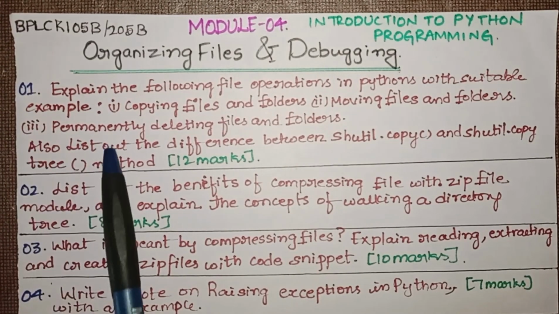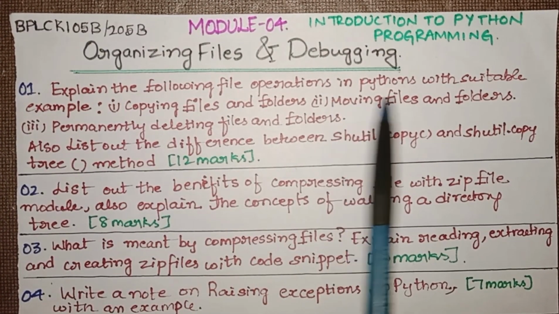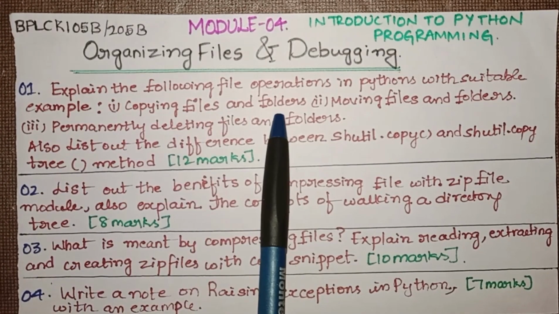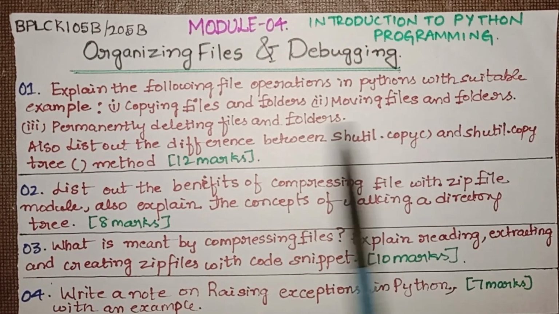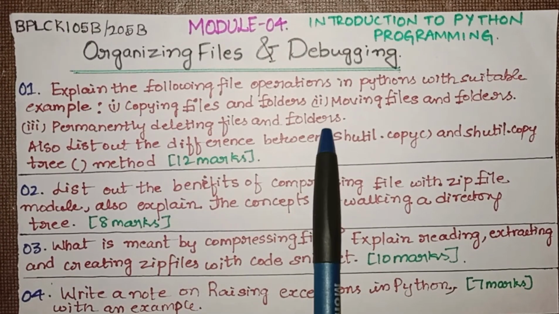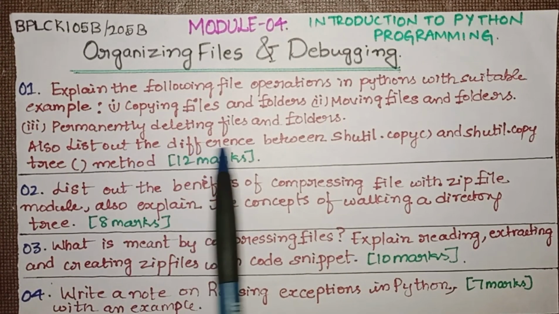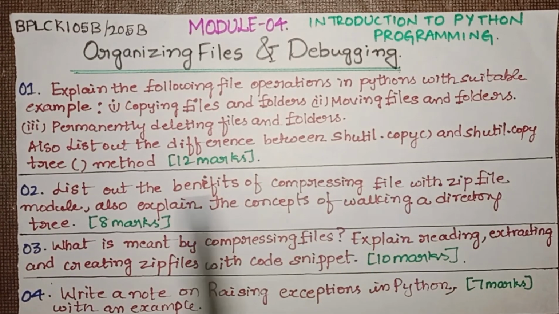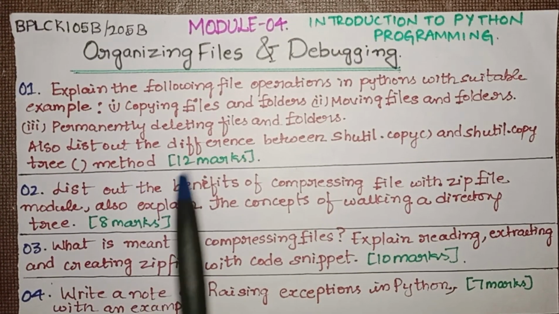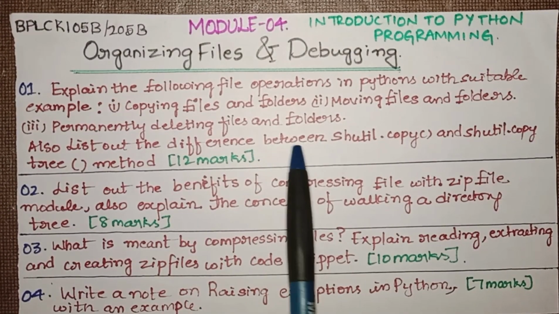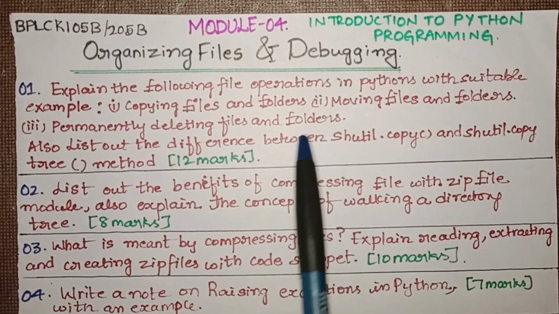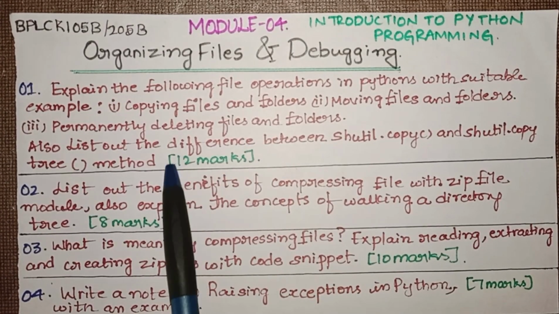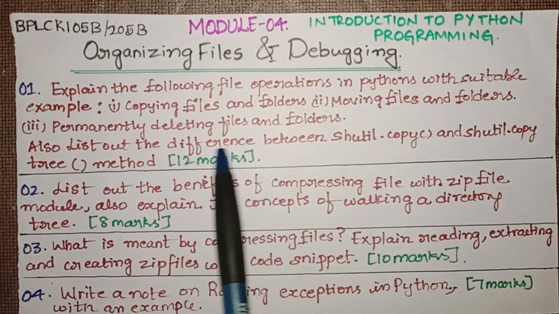And the first one is, explain the following file operations in Python with suitable example. That is, copying files and folders, moving files and folders, and permanently deleting files and folders. And also list out the difference between shutil.copy function and shutil.copytree function method with suitable example. And you can expect this question. Why? Because this is a very important question from the fourth module, and you can see the weightage for this question, that is, they have been awarded 12 marks.